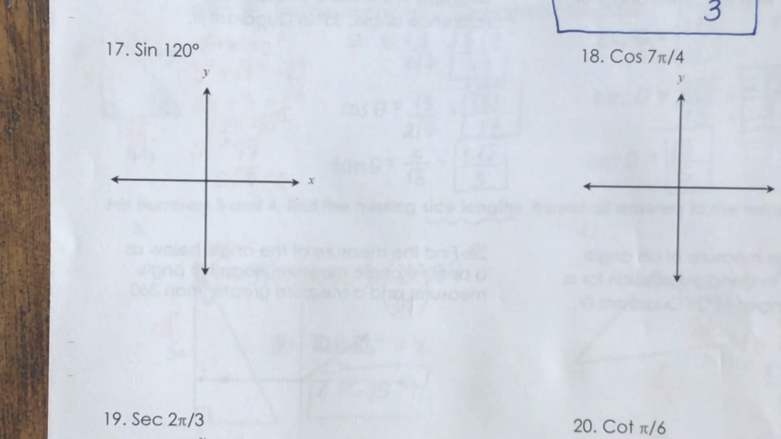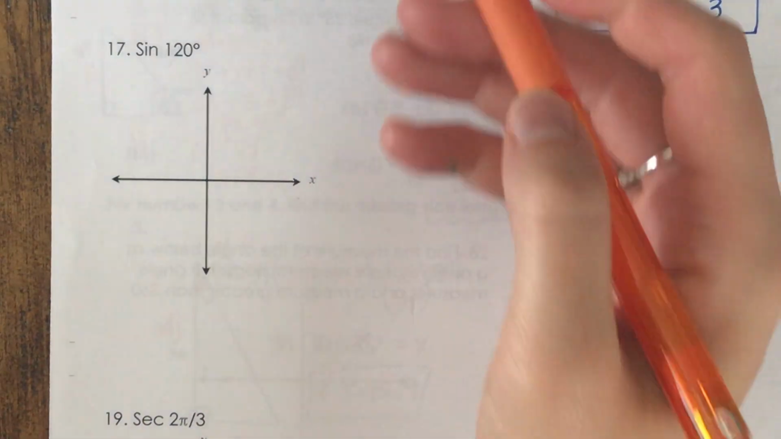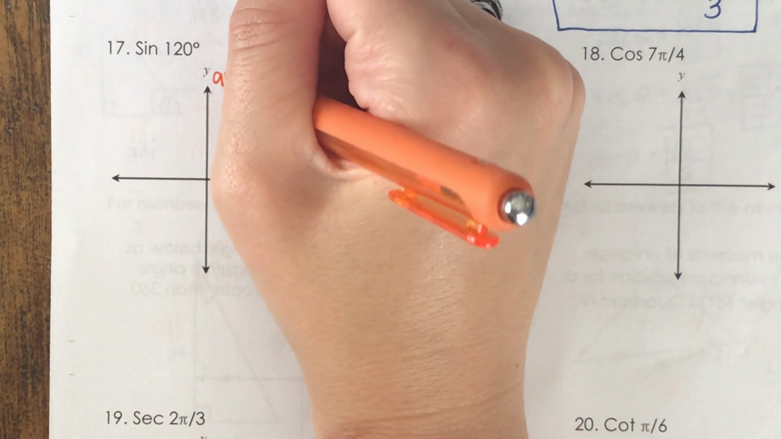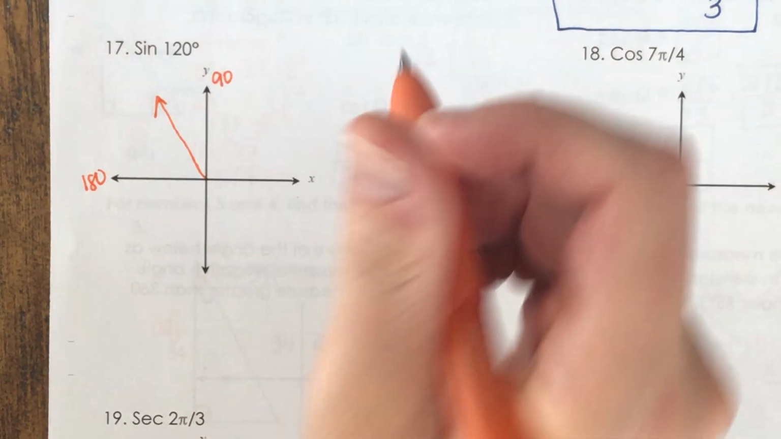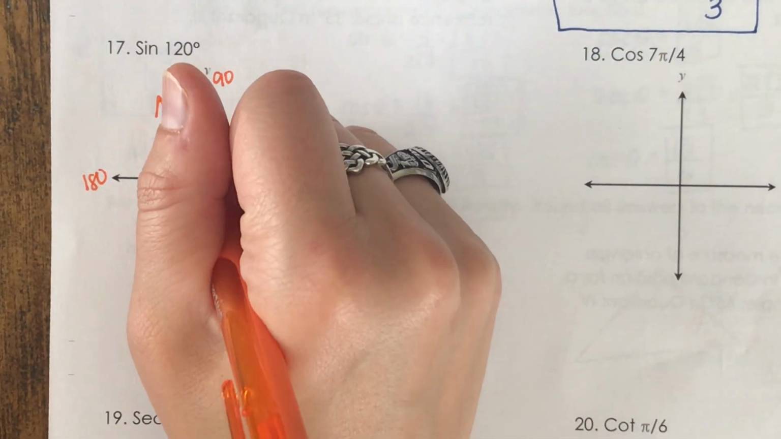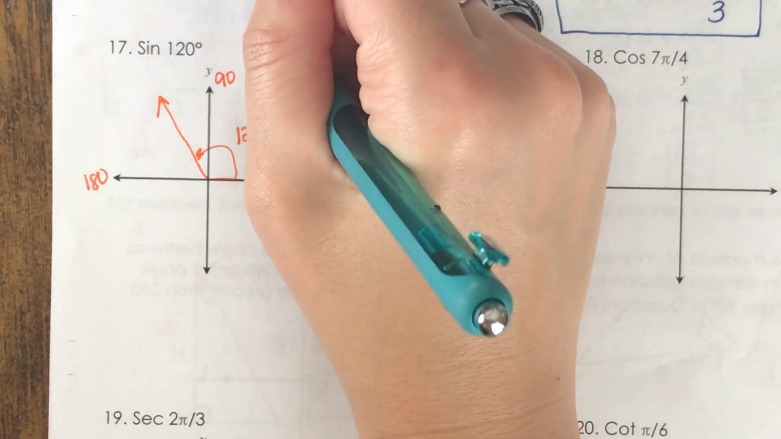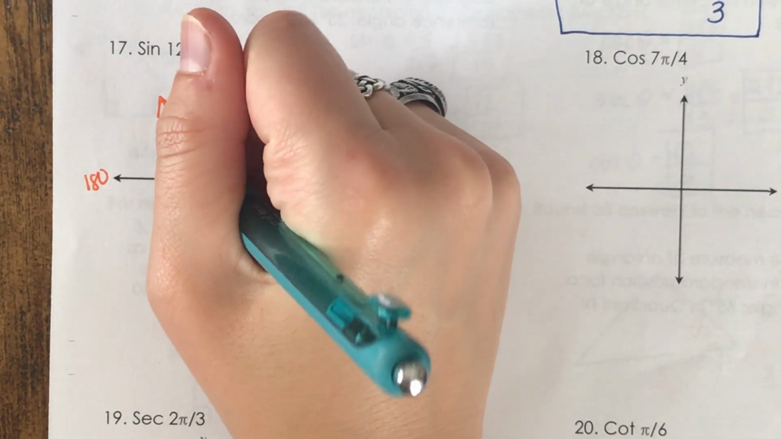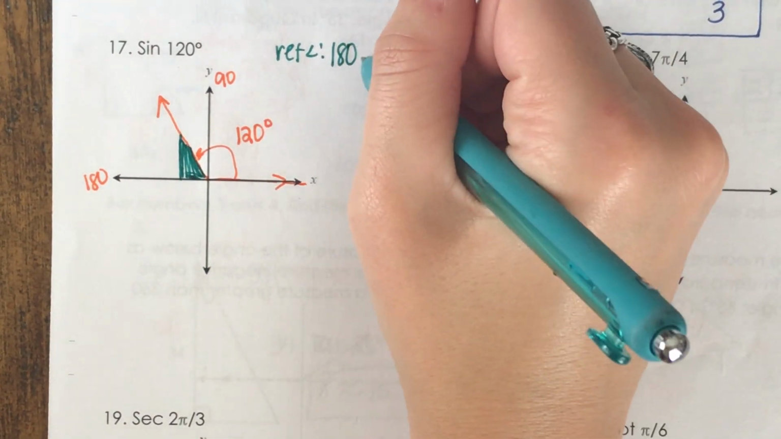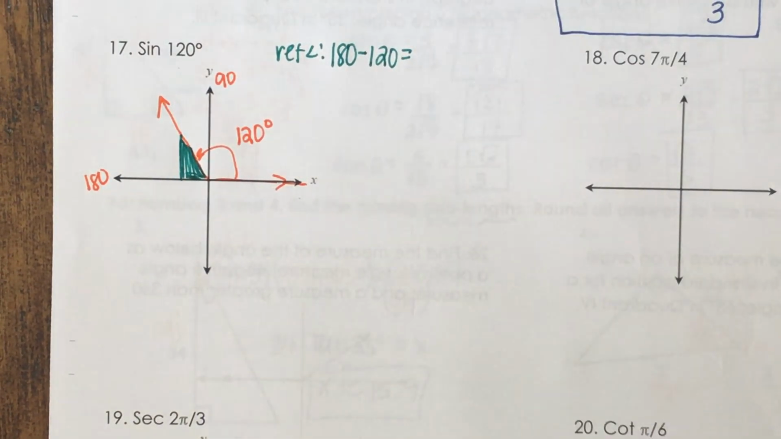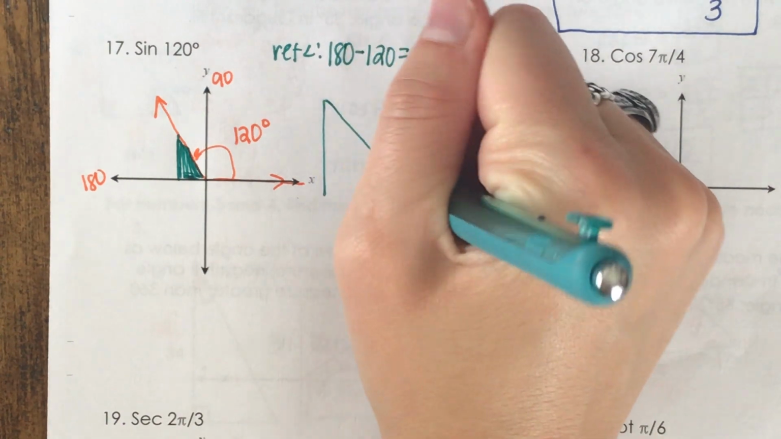Number 17. First thing I'm going to do is draw my angle that's given to me. So if I'm doing 120 degrees, that means it's in between my 90 and 180. So it's probably about here. Something like that. Just a quick sketch. Okay. Now I'm going to find my reference angle. My reference angle is this piece that's left over to get me to the x-axis. So I'm going to do 180 minus 120. When I do that, I get 60 degrees. So I know my reference angle is a 60, and I'm going to draw that picture.